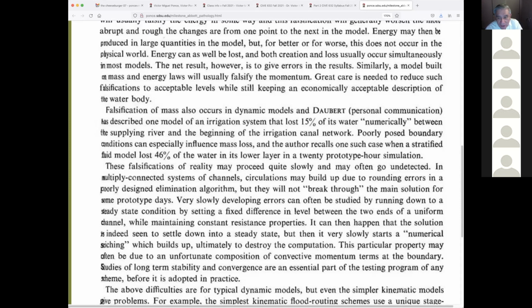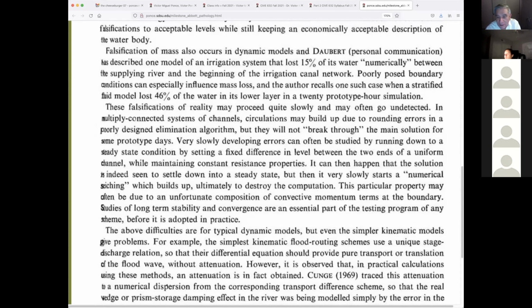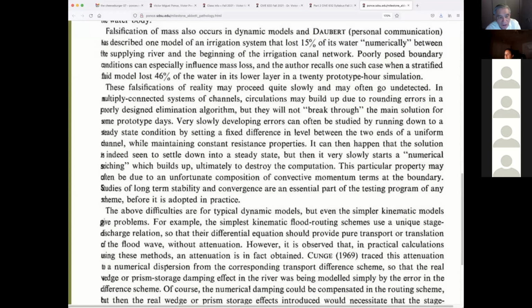Okay? So very slow developing errors can often be studied by running down to a steady state condition by setting a fixed difference in level between the two ends of a uniform channel while maintaining constant resistance. It can then happen that the solution is indeed seen to settle down into a steady state. But then it very slowly starts a numerical itching, or psyching, not itching, psyching, which builds up ultimately to destroy the computation. So he's really talking about the pathology of our field, computational hydraulics. It could very well be hidden and eventually destroy you.